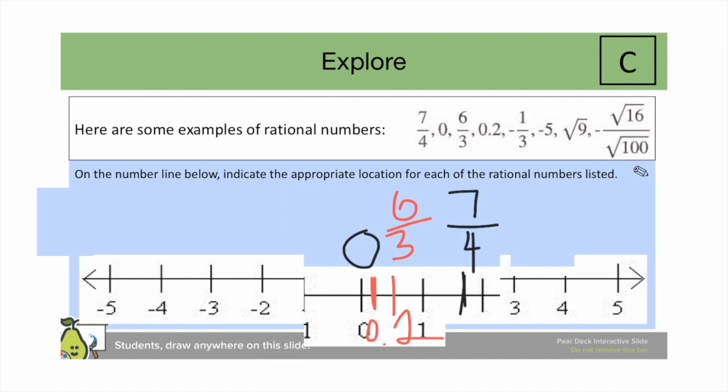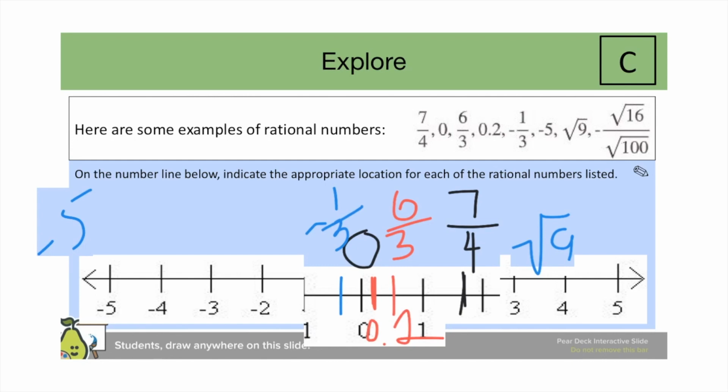would lie there. For the independent practice, -1/3 would lie 1/3 of the way to -1. -5 easily is at -5. Square root of 9 is at 3.